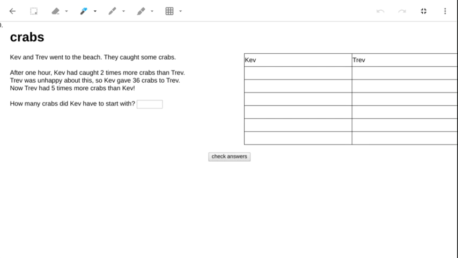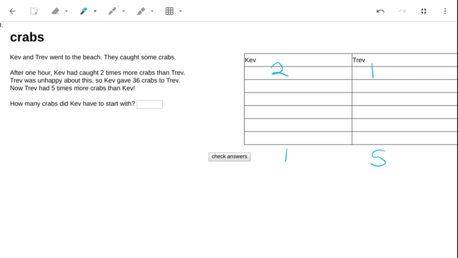Right, the first thing I suppose is to recognize that this is a ratios question, and therefore we can start with some little guesses, and we can write down the ratios to begin with. That is the right thing to do. So let's just, Kev caught 2 times as much as Trev. And we know at the end as well that Trev had 5 times more than Kev. Okay.